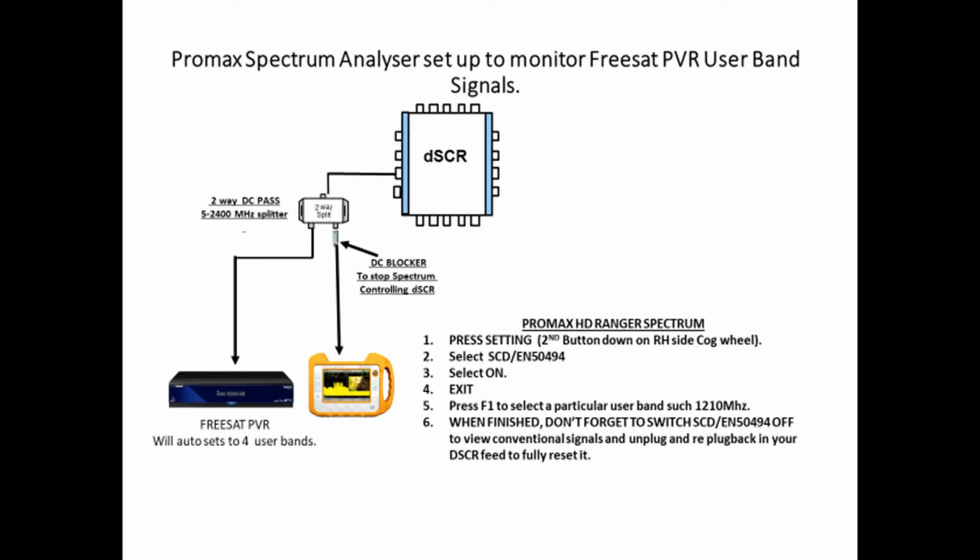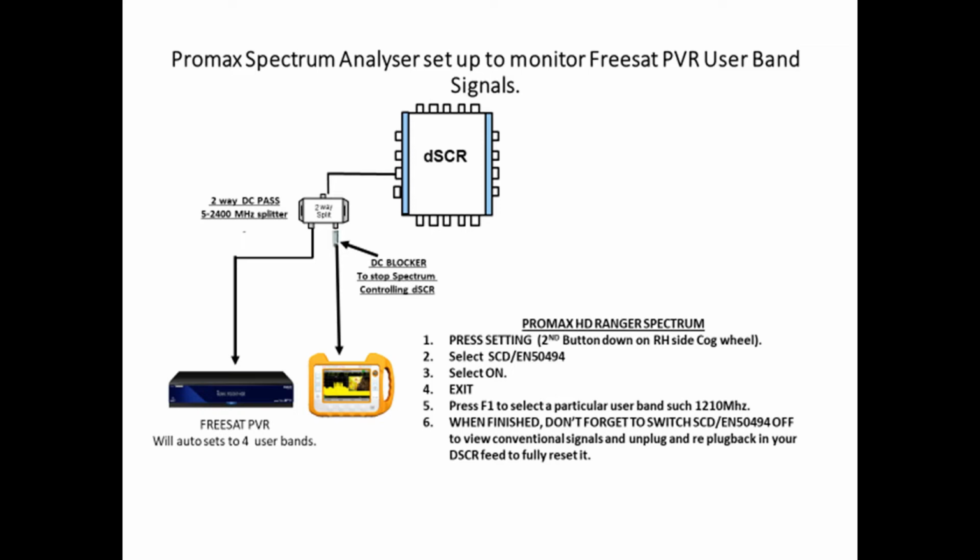This slide is pretty much similar to the previous slide, except for one thing. We are basically looking at signals going to a Freesat PVR, and consequently you need to go to a different set of settings on your Promax. You need to go to, again, settings, but this time you select SCD EN50494, switch it on and come out of that menu.